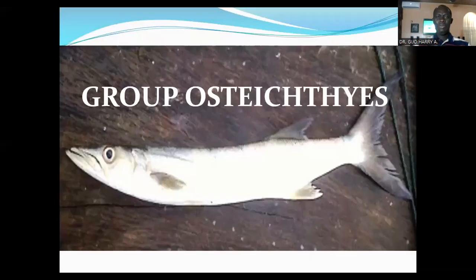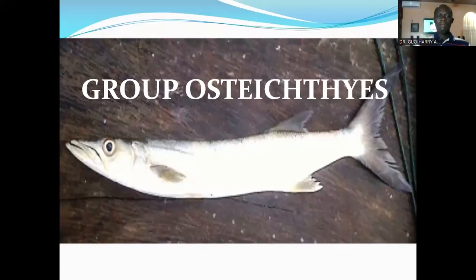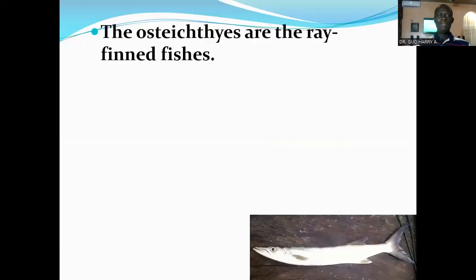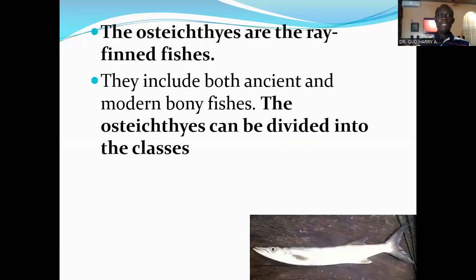Today's lecture will be on the bony fishes, and the bony fishes are classified into a group known as the Osteichthyes. The Osteichthyes has two classes. The classes Actinopterygii and Sarcopterygii. So we want to now look at the details of this group. The Osteichthyes are ray-finned fishes. They include both ancient and modern bony fishes.